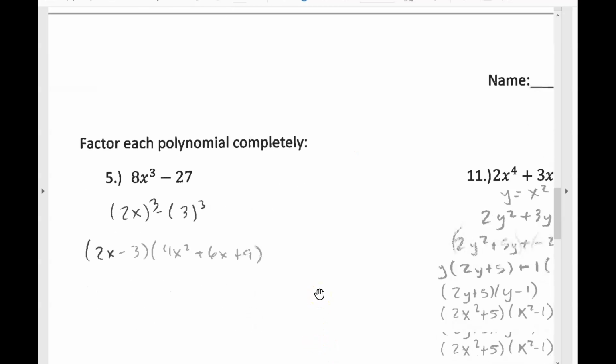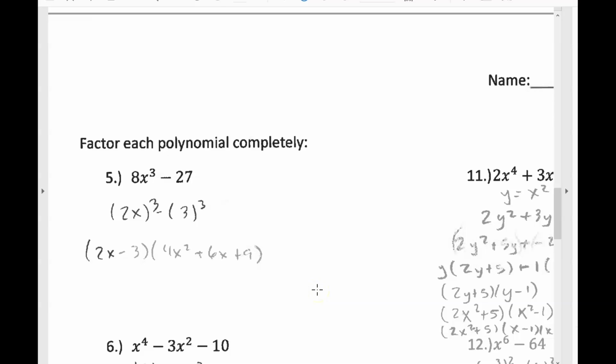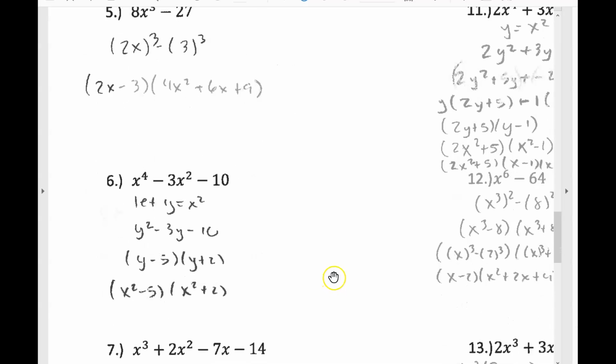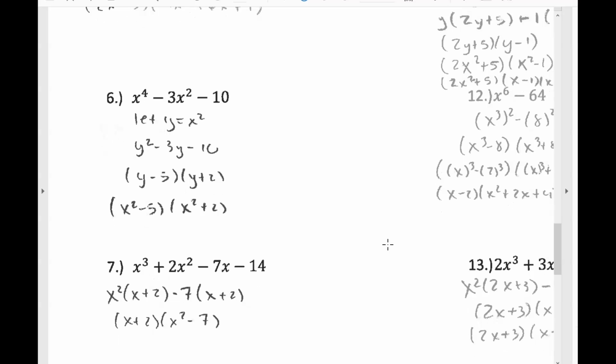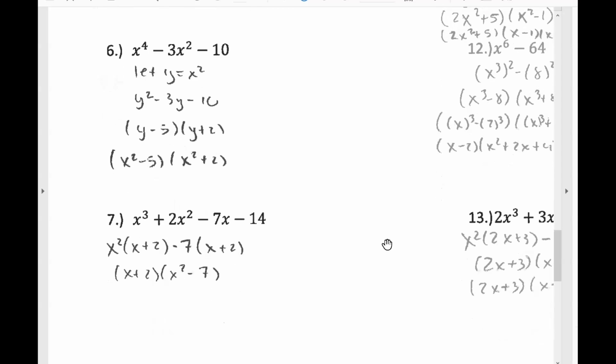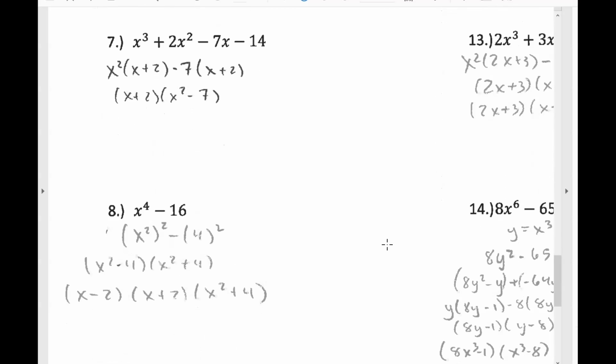That a little bigger since those fit a little bit better. For number 5, you should have gotten 2x minus 3 times 4x squared plus 6x plus 9. For number 6, you should have gotten x squared minus 5 times x squared plus 2. For number 7, you should have gotten x plus 2 times x squared minus 7. For number 8, you should have gotten x minus 2 times x plus 2 times x squared plus 4.